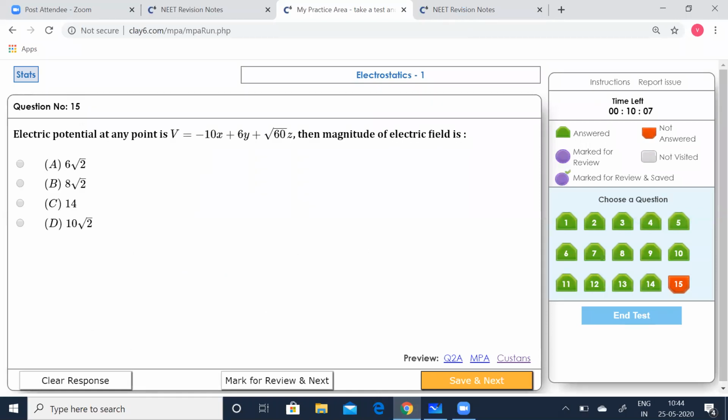Electric potential at any point is V equal to minus 10x plus 6y plus root of 60 z. Then what is the magnitude of the electric field?